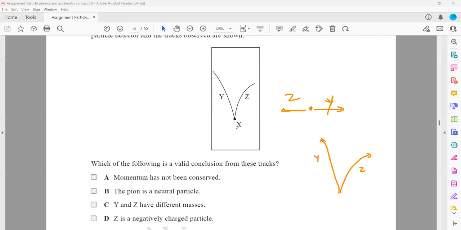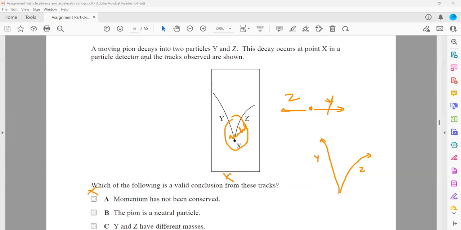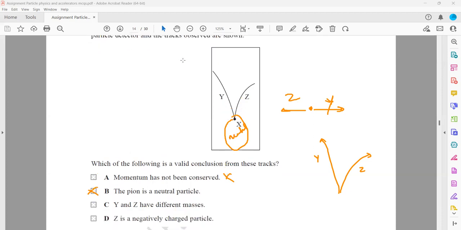And till this point we don't see any track. So this gives evidence that there is a neutral particle here. Momentum has not been conserved? That's totally wrong. Momentum will always be conserved. The pion is a neutral particle in this case? That's true, because what happened is a moving pion decays into two particles, and this moving pion does not have a track, which shows that the particle was neutral.